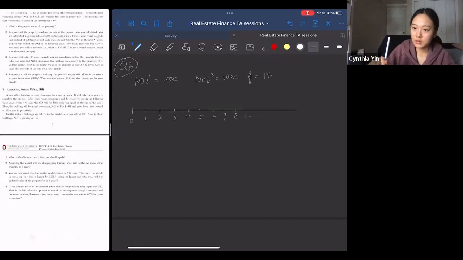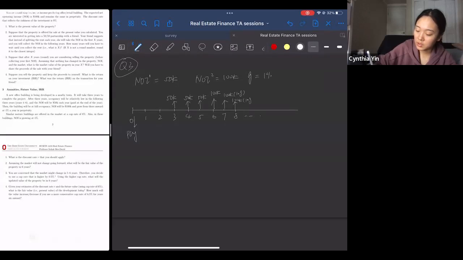So in this question, the real cash flow or the timing of the cash flow is like this. You pay something today, and you will get 50K from year 3, year 4 to year 5. And you will start to get 100K from year 6, and year 7 is 100K times 1 plus G, and year 8 is 100K times 1 plus G to the power of 2, and it will grow forever.